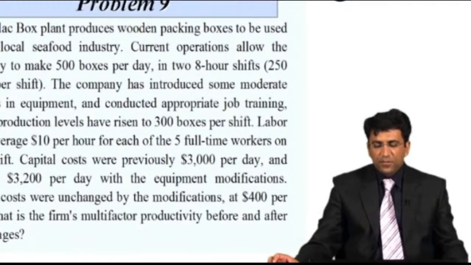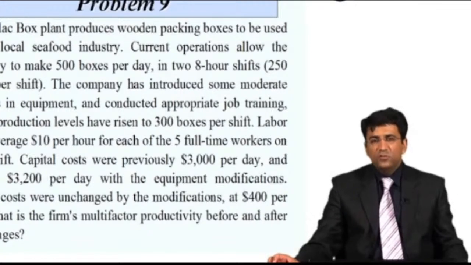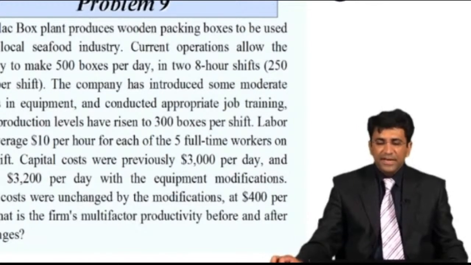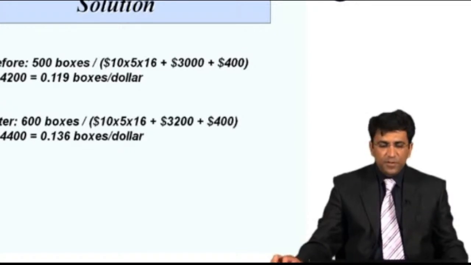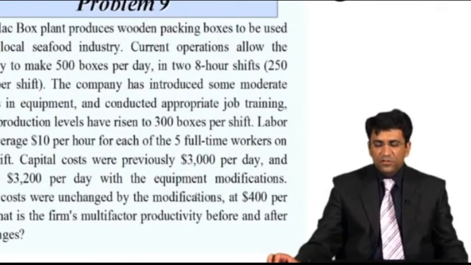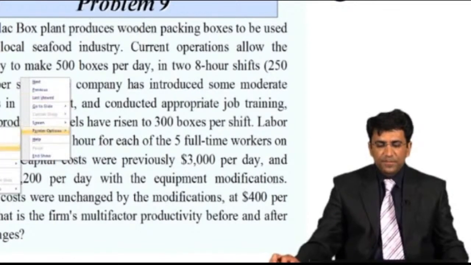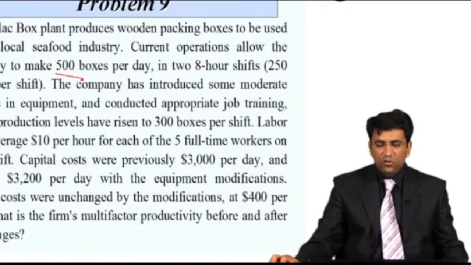So we'll have to calculate the multi-factor productivity before and after the changes. So students, again we'll have to extract the particular information in order to calculate the productivity before and after the equipment modification. Let's discuss the productivity before that modification. Again, students will have to first identify the level of output. As you can see, the level of output in this case is 500 boxes, before the introduction of this equipment modification. This is our old output.